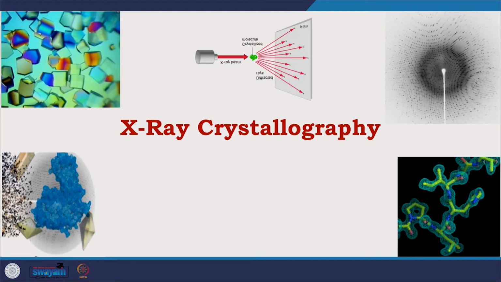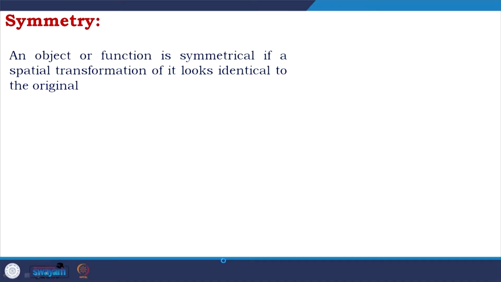Hi everyone, welcome to the course of structural biology. Today this is a continuation where we will discuss symmetry as an overall concept and symmetry in crystallography. So, what is symmetry? An object or function is called symmetrical if a spatial transformation of it looks identical to the original.